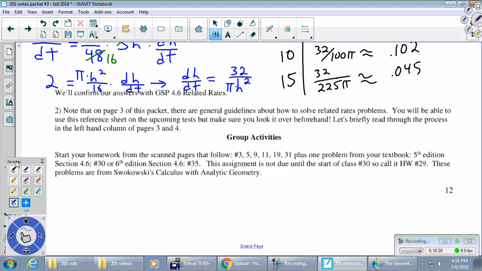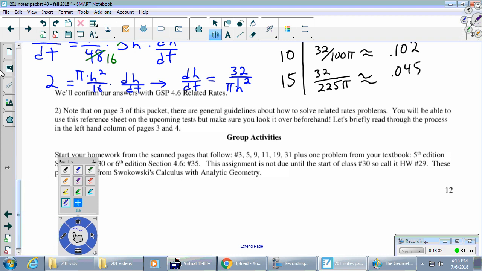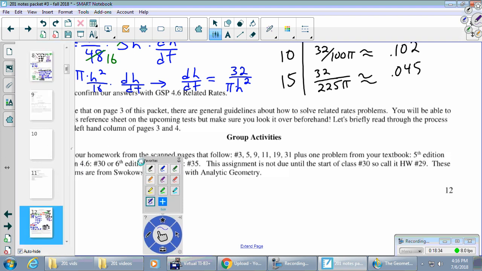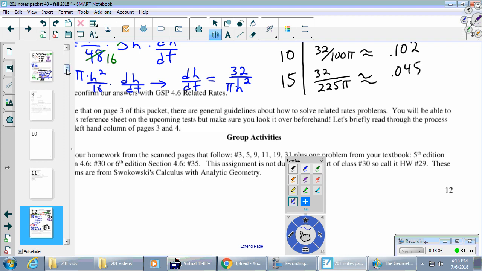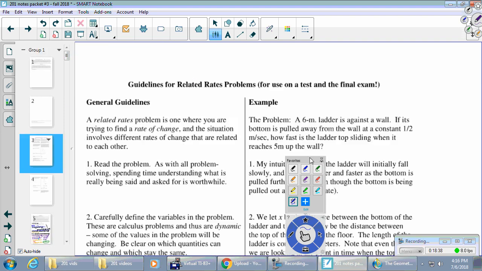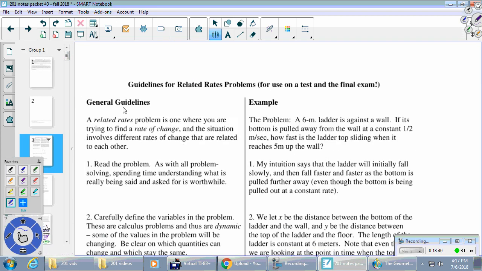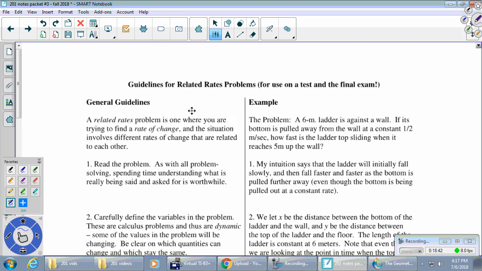We're going to briefly read through the process on pages 3 and 4 in the left-hand column. So let's take a quick look at page 3 here. Okay, so the left-hand column is the general guideline and the right-hand column is an example problem. We're actually not going to look at the example problem, but it just has to do with a ladder being pulled away from a wall.